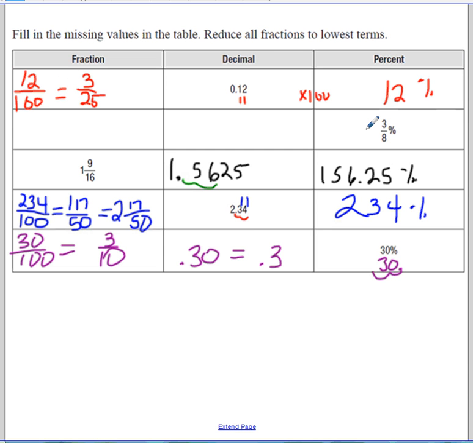The most difficult one I think you'll find is this 3/8%. And the reason I'm saying that is because right now we have it in a fraction form, and we're used to changing percent to a decimal by moving that decimal place 2 spaces to the left. So let's do 3 divided by 8 to change it to a decimal, and we get 0.375.